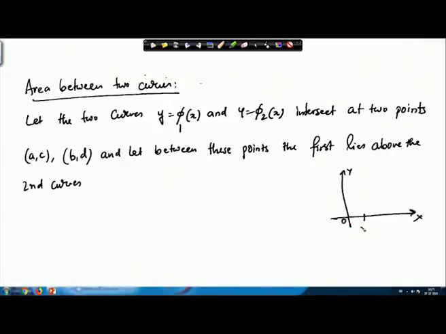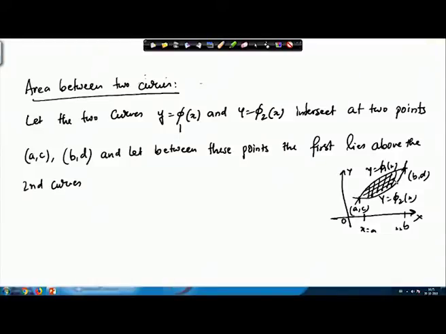So, that is my x equals to A, this is my x equals to B, and suppose we have a curve like this and then we have a curve like this. So, this point here is basically B comma D and this point here is basically A comma C, and so this is basically y equals to phi 1 x and this is y equals to phi 2 x, and that is the area bounded between these two curves.